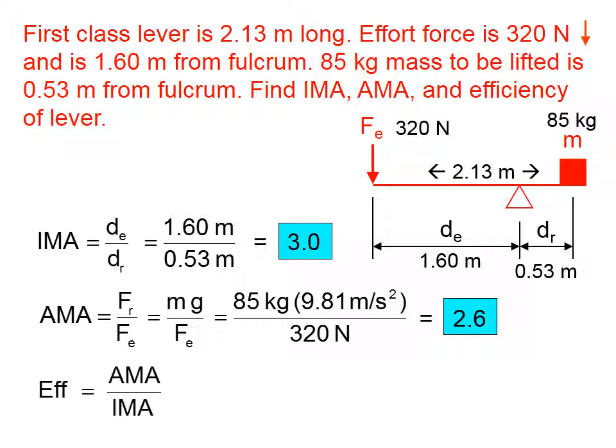How about efficiency? If we look at our equation toolbox, there's one equation for efficiency, and that looks like a pretty good choice because we know the actual and ideal mechanical advantages. We're going to convert that into a percentage, 87%.